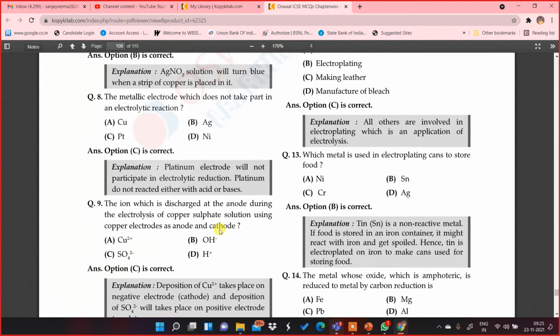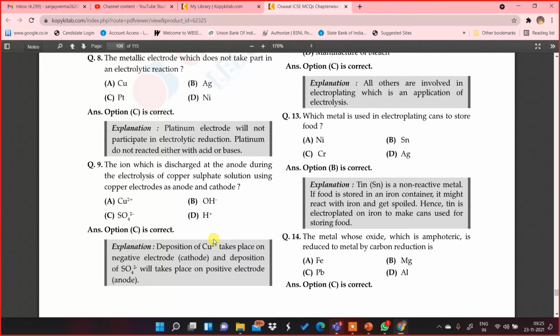Don't look at the answer, but try to think, why is that correct? During the electrolysis of aqueous copper sulfate solution using copper electrodes, which ion gets discharged at the anode? It's not written aqueous, but it is aqueous only. Yes, of course.